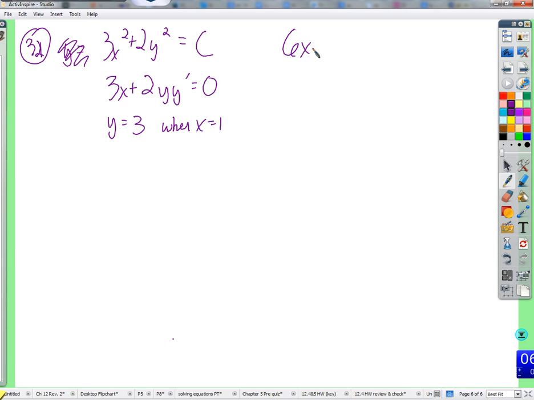You don't have to get y by itself? No. You could, but then you get square roots and stuff. This is much easier. We'll just take it implicitly. You just didn't use the chain rule.